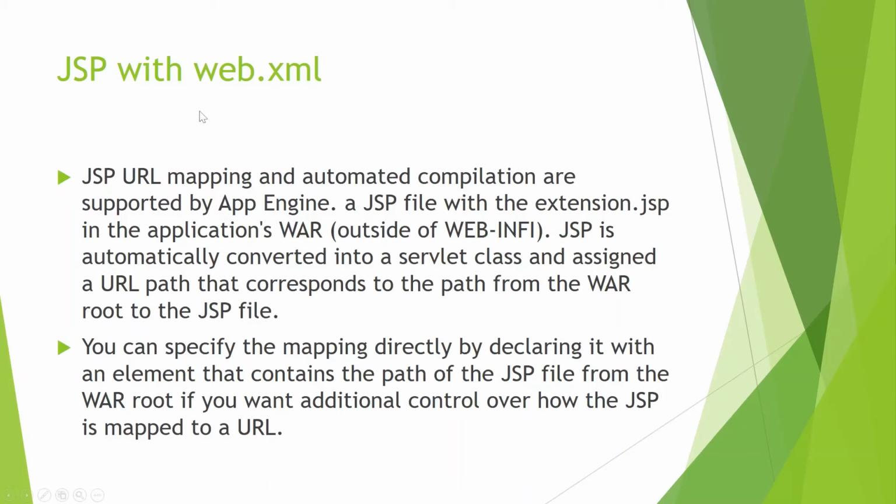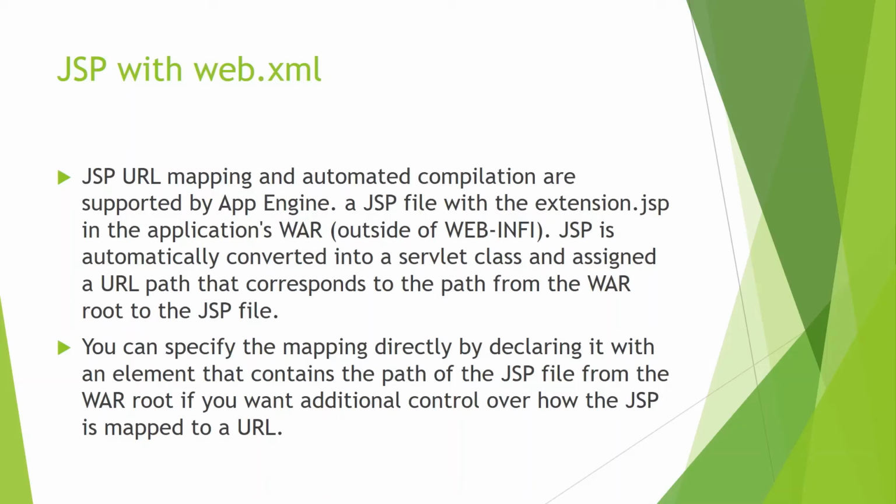JSP with web.xml. JSP URL mapping and automated compilation are supported by App Engine, for a JSP file with the extension .jsp in the application's war. The JSP is automatically converted into a servlet class and assigned a URL path that corresponds to the path from the war root to the JSP file.